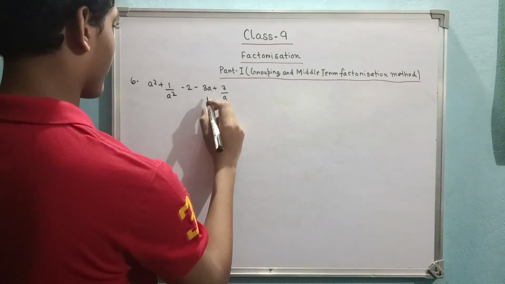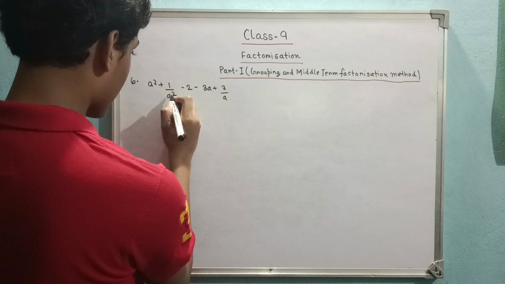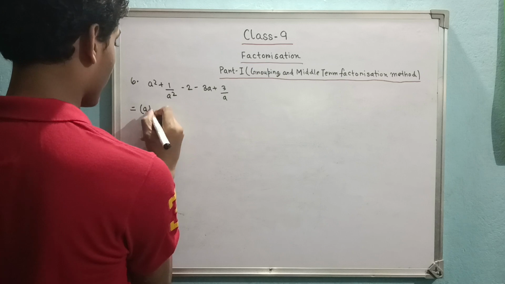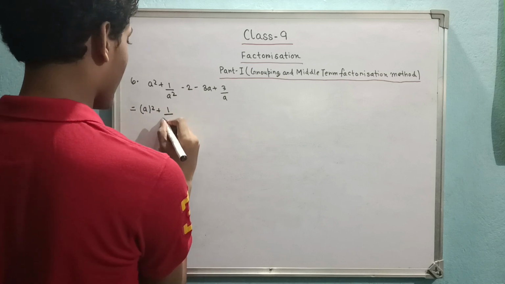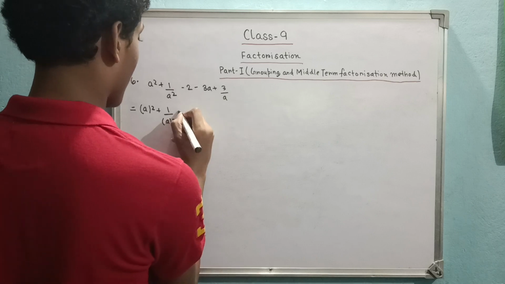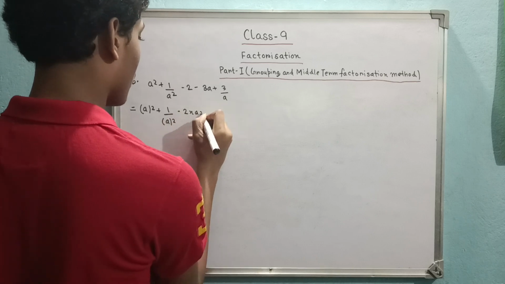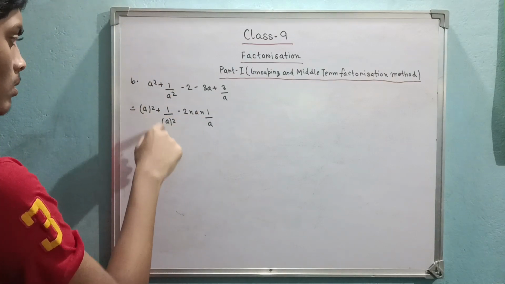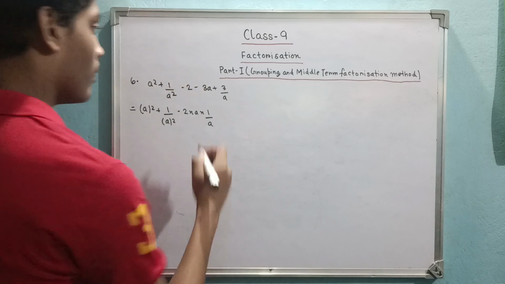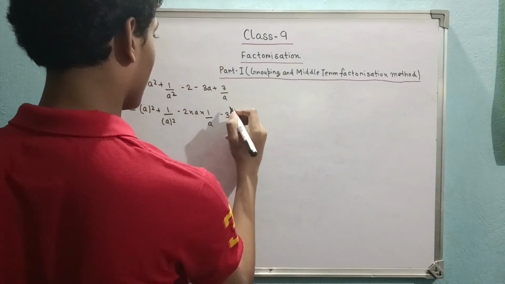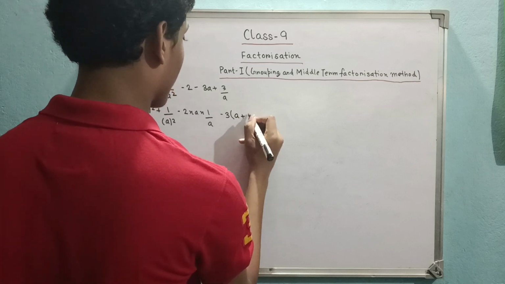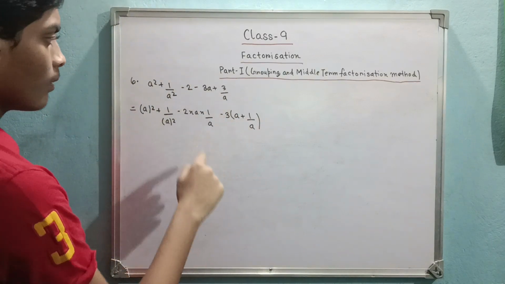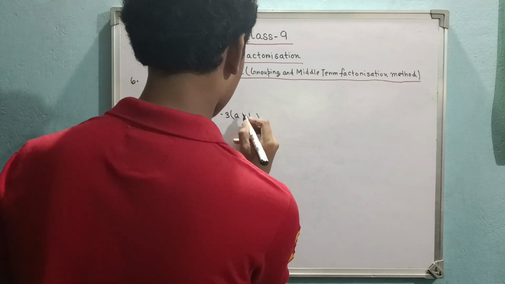So guys, carefully see this. Is a square plus 1 by a square minus 2. Now, what if I write a square plus 1 by a square minus 2 into a into 1 by a. This is also minus 2, and this is also what is given in the question. Now here minus 3 into a plus 1 by a. Means minus 3 into a minus 1 by a.